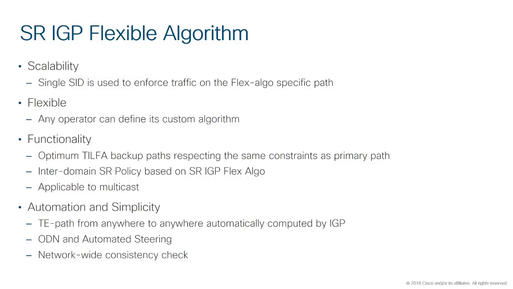Automation and simplicity, again: it's ISIS that computes this. Every time the topology changes, it recomputes. If the delay changes, it recomputes. If the membership of a node changes, it recomputes, etc. If the definition changes, it recomputes. So it's dynamic. There's no controller. It's a distributed solution. It's integrated with ODN and automated steering, and there is a network-wide consistency check integrated in the solution.